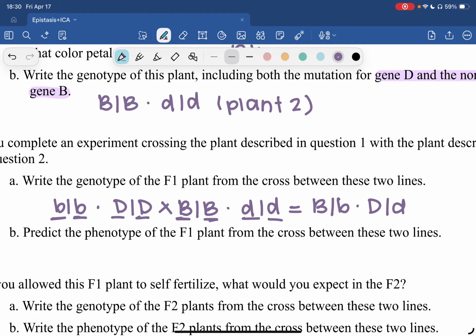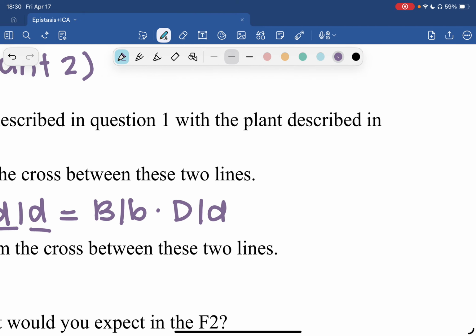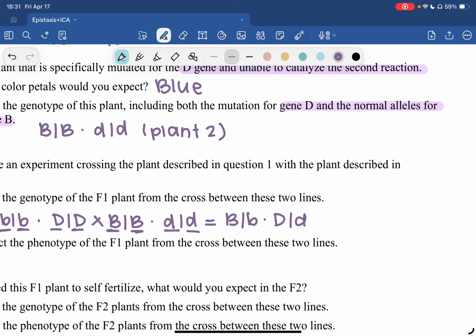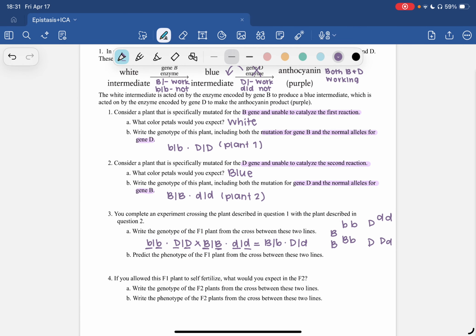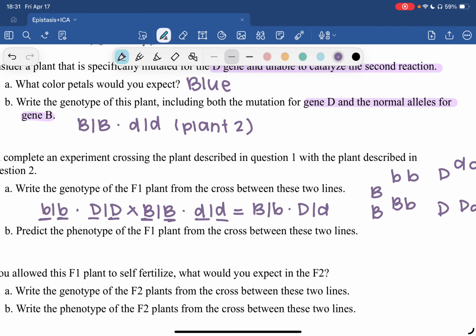So again, that would just be doing your normal separate 2x2s. So if you did big B times little b, and then big D, little d. And that's how you would get all heterozygous individuals. Okay. And then the next question, predict the phenotypes of the F1 plant from the cross between these two lines. So here's, again, your answer right here, heterozygous for both genes.